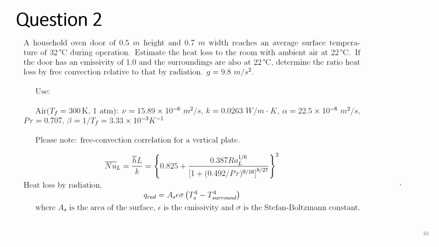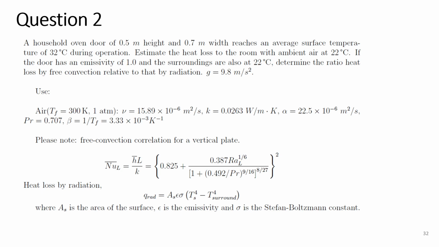In this question, we have been given that a household oven door of 0.5 meter height and 0.7 meter width reaches an average surface temperature of 32 degrees Celsius during operation. Estimate the heat loss to the room with ambient air at 22 degrees Celsius if the door has an emissivity of 1 and the surroundings are also at 22 degrees Celsius. Determine the ratio of heat loss by free convection relative to that of radiation.